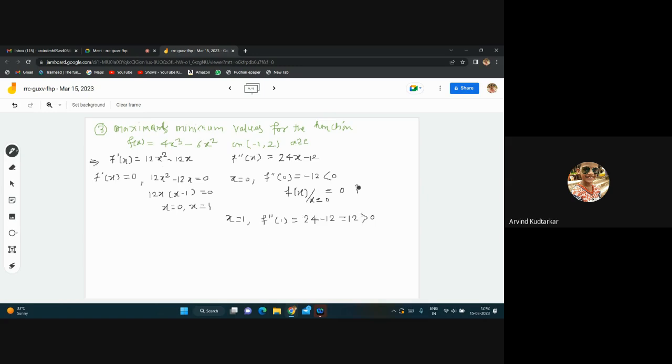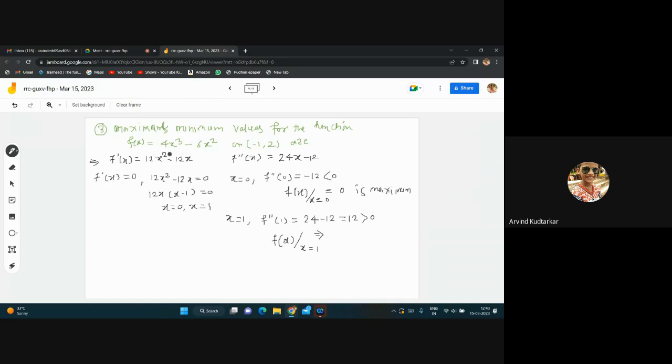So what is this value? This is maximum. Value of function is maximum, and there the value of function is minimum, at x is 1. So f of x at x is 1. When you substitute x is 1 in the function, what will we get? What do we get at x is 1? What is f of x? 4x cube minus 6x square.